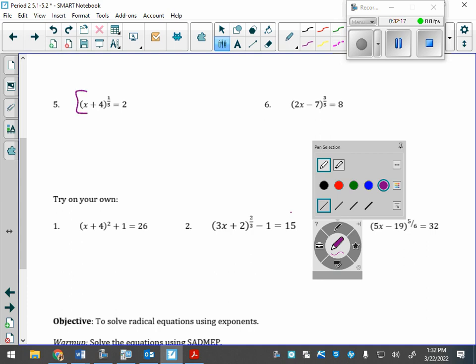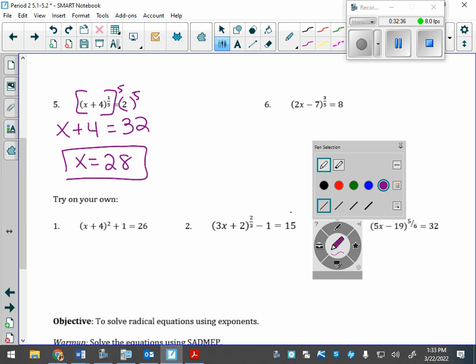The 5th. Can you see? Yeah, okay. Just making sure. Raise it to the 5th. So we have x plus 4 equals what? 32. And then what's your final answer? X equals 28. Good. Awesome.